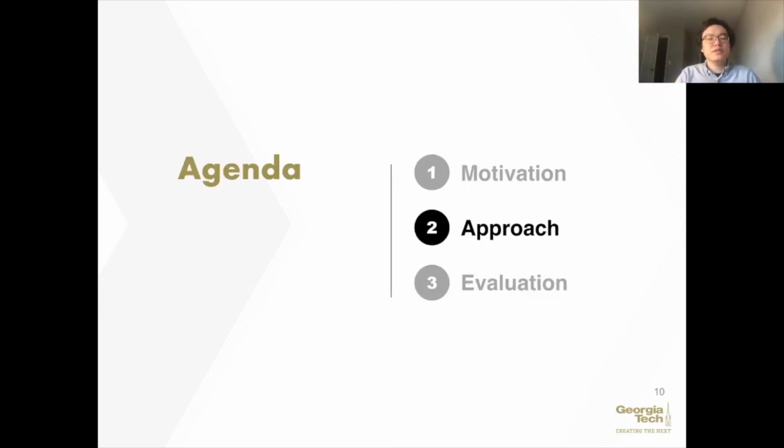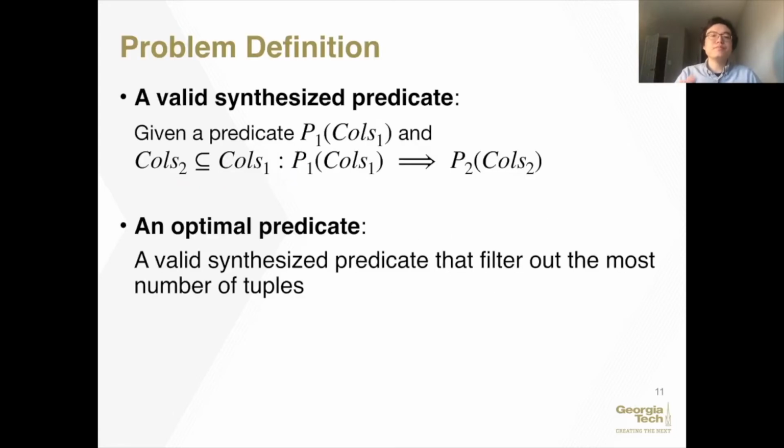Now I'm going to present the overall approach. We first want to formally define our problem. We first define what we mean by a valid synthesized predicate. Given an original predicate P1 that only refers to columns in the set columns 1, and a subset columns 2.